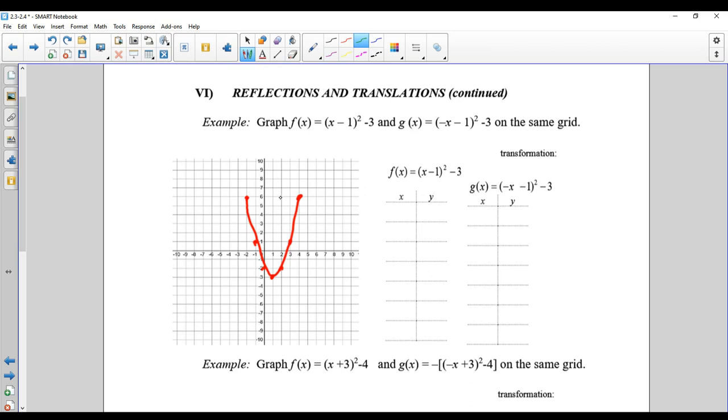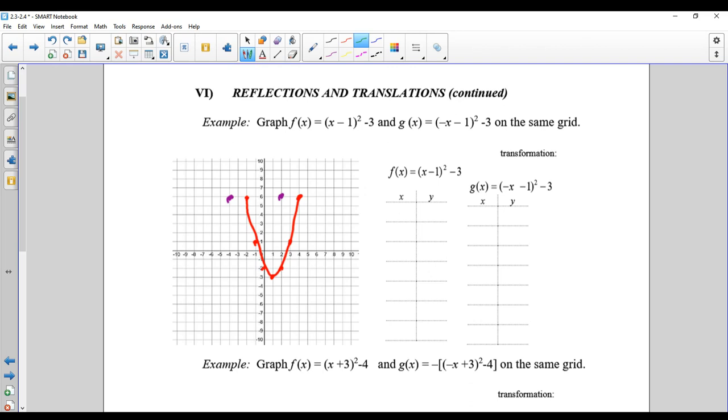So here's where my image is going to be. This point here used to be 4 away from the y-axis on the right. I'm going to make it 4 away from the y-axis on the left. 1, 2, 3, 4. Okay? Try the same thing with the other points.